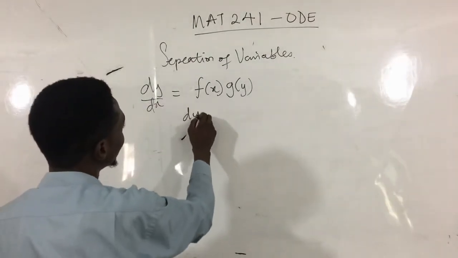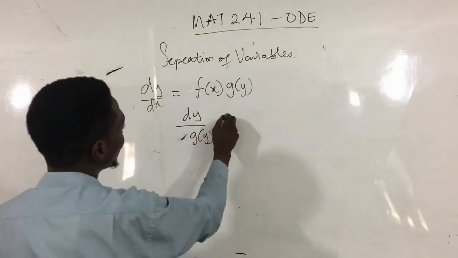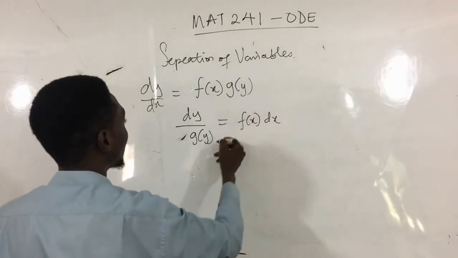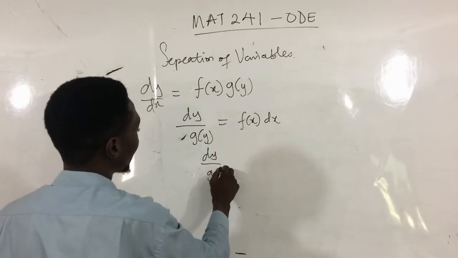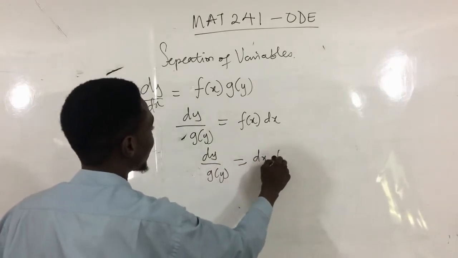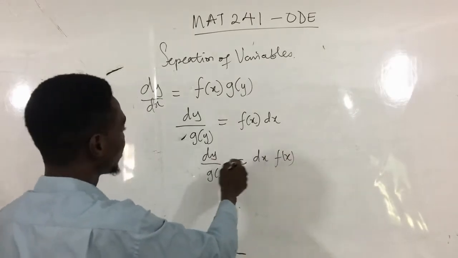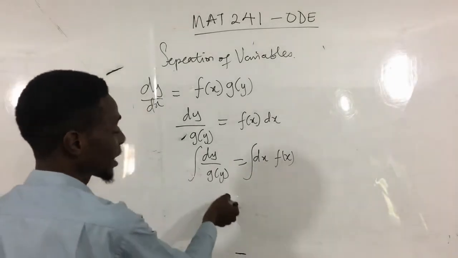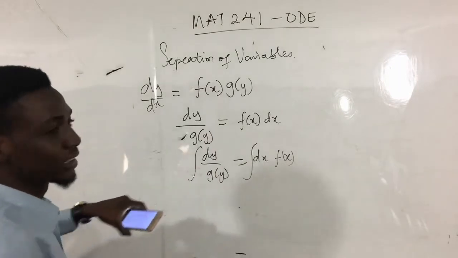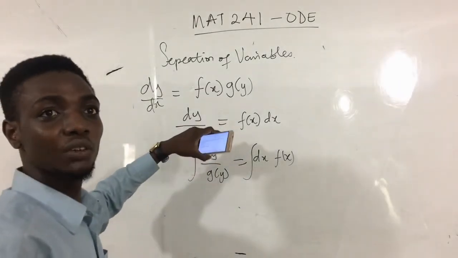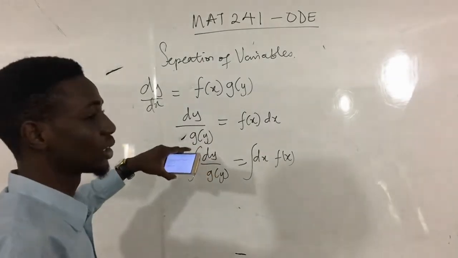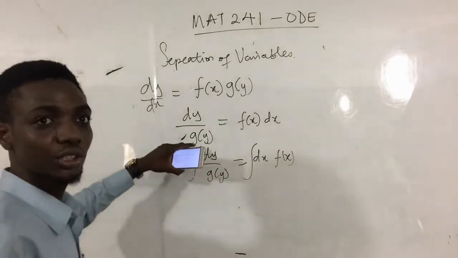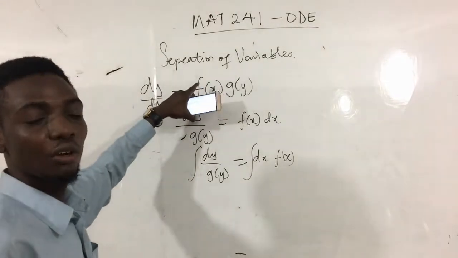So you have dy over g of y being equal to f of x times dx. Integrating both sides will give you y. So if we integrate both sides of this equation, we'll get our y. This is just a skeletal view of it. I'm going to be solving a number of questions in this class, and those questions will show you how to get answers to various types of questions that can be solved using separation of variables.